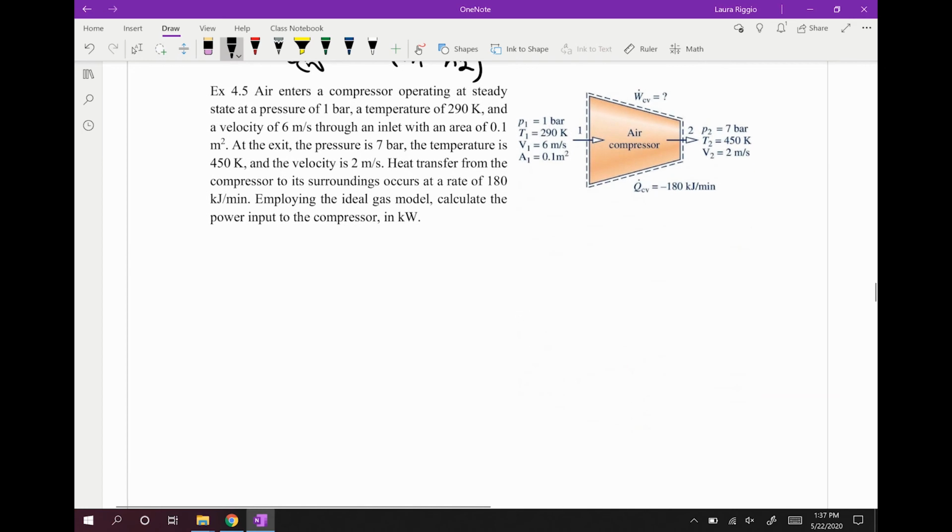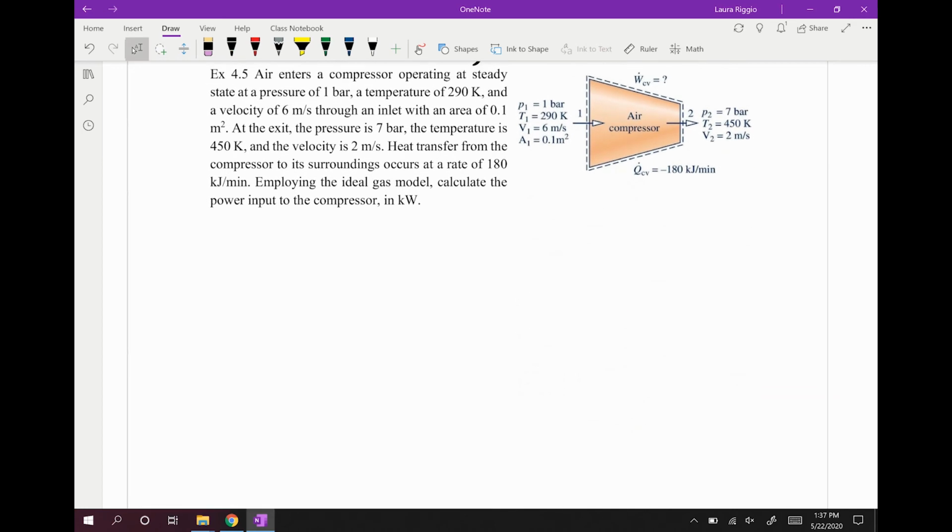So we're going to do an example for a compressor. We have air entering a compressor operating at steady state at a pressure of 1 bar and a temperature of 290 Kelvin and a velocity of 6 meters per second through an inlet with an area of 0.1 meters squared. At the exit, the pressure is 7 bar, the temperature is 450 Kelvin, and the velocity is 2 meters per second. Heat transfer from the compressor to its surroundings occurs at a rate of 180 kilojoules per minute. Employing the ideal gas model for air, we're going to calculate the power input to the compressor.